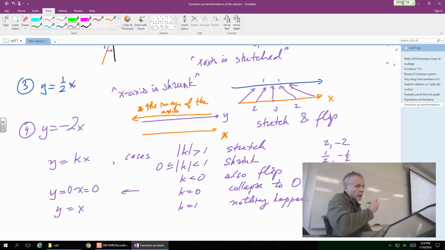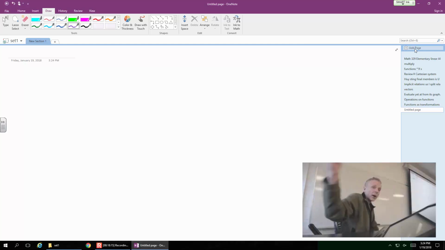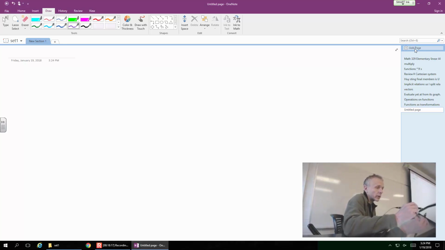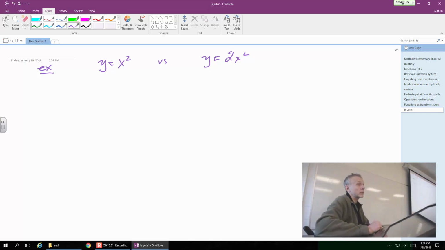Okay, so I also want you to remember that we already saw something of that in pre-calculus, so I wonder if you remember anything about that. So, say, I have y equal x squared, versus y equal 2x squared. Remember this from pre-calculus? What's the relation between the two?